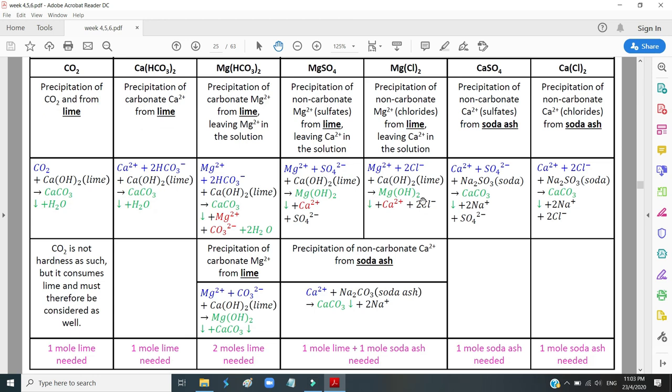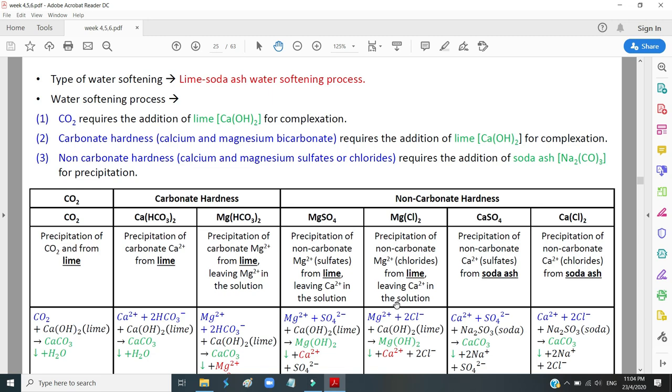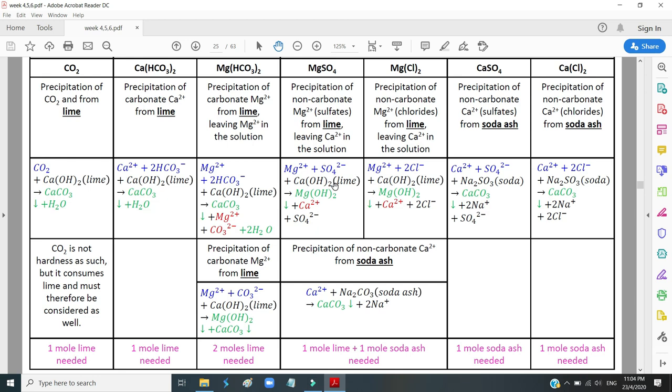And precipitation of non-carbonate hardness from soda ash. The Ca2+ formed by both of these will further react with soda ash, Na2CO3, to form calcium carbonate. So this is the final process. We need lime and also soda ash for the non-carbonate hardness. We need both, because lime is the first process which produces the calcium 2+ ion, so that this calcium 2+ ion can react with the soda ash to form the calcium carbonate.